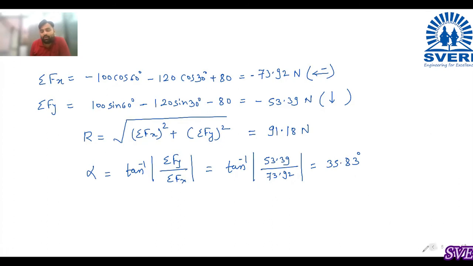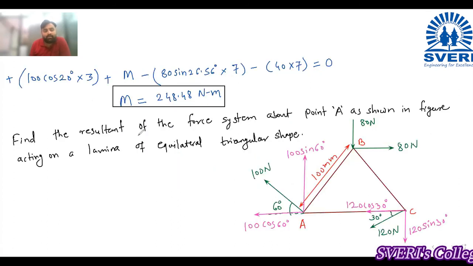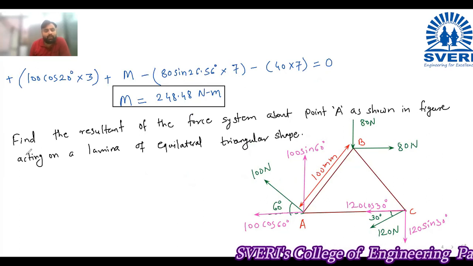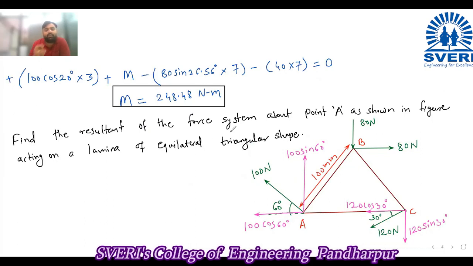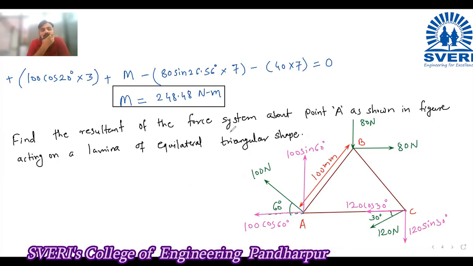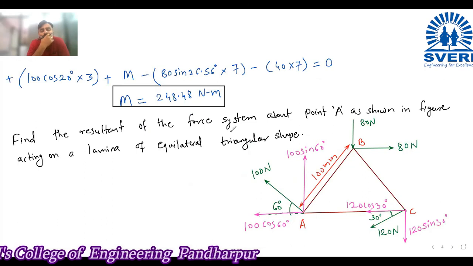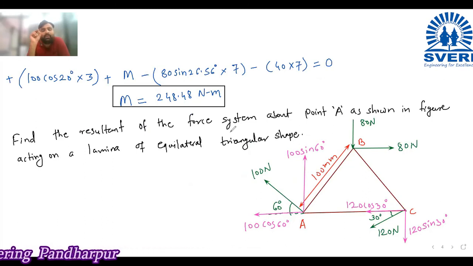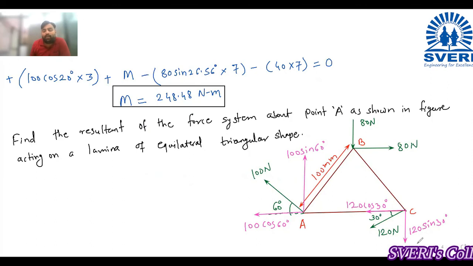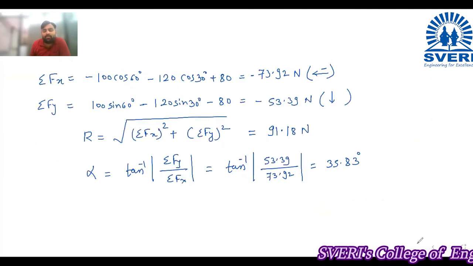So if you read the problem, find the resultant of the force system about point A as shown in figure acting on a lamina of equilateral triangle. We have already found the resultant. About point A means from point A we need to calculate the distance of the resultant.